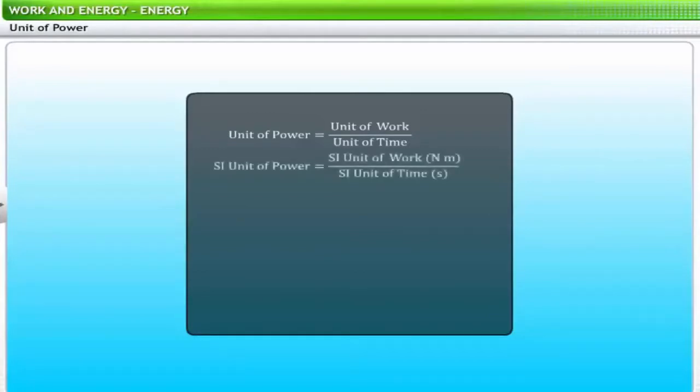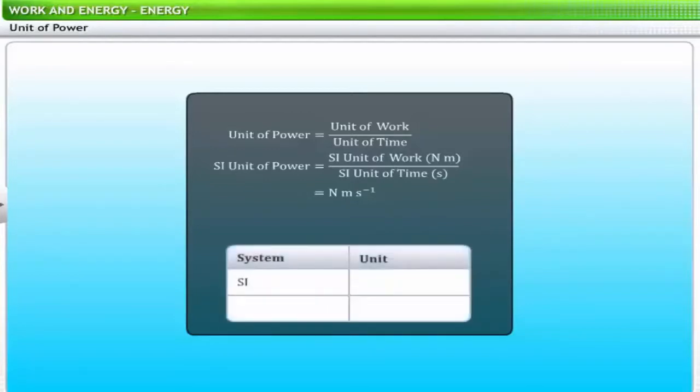In SI system, unit of work is Newton meter and unit of time is second. Thus, the unit of power in SI system is Newton meter per second. 1 Newton meter is 1 joule. This gives the SI unit of power as joule per second, which is watt. In the CGS system, power is measured in erg per second.